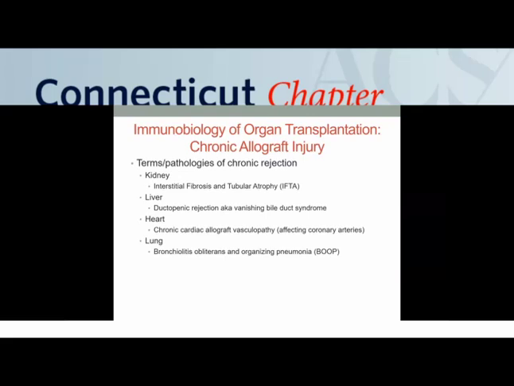In the liver, it's classically called ductopenic rejection, meaning that there are vanishing bile ducts with scarring. In the heart and lung, which I don't know if they'll ask you, in the heart it's called chronic cardiac allograft vasculopathy, so the coronary arteries look diffusely injured. And in the lungs, it's called bronchiolitis obliterans and organizing pneumonia.